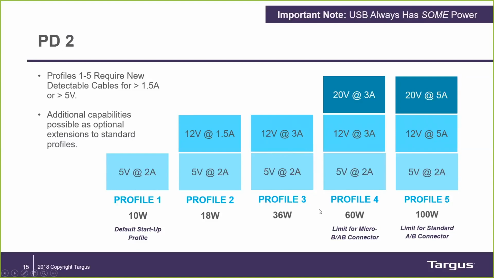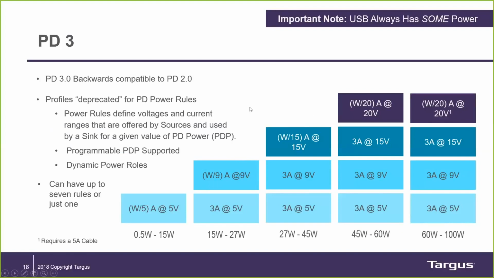It meant if you were, for instance, I'll pick profile 3, that you had 5 volts all the way up to 2 amps available, and you had 12 volts all the way up to 3 amps available, okay? That's PD 2.0. You had specific profiles of voltage and current levels. Well, because not everybody wanted 3 amps or wanted something less than 3 amps, or maybe even a different voltage, but they wanted to stay within the envelopes down here, we came out with PD 3.0. And so PD 3.0, which is backwards compatible to 2.0, it deprecated the power profiles for these power rules.